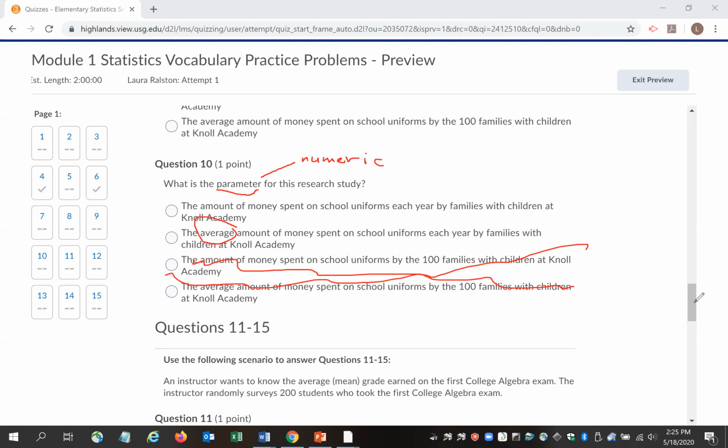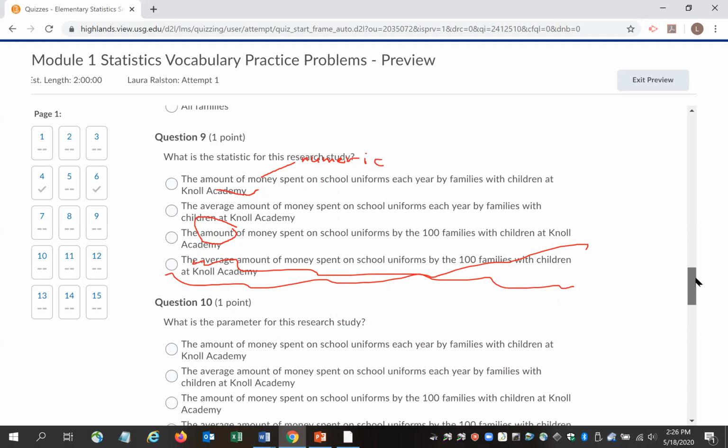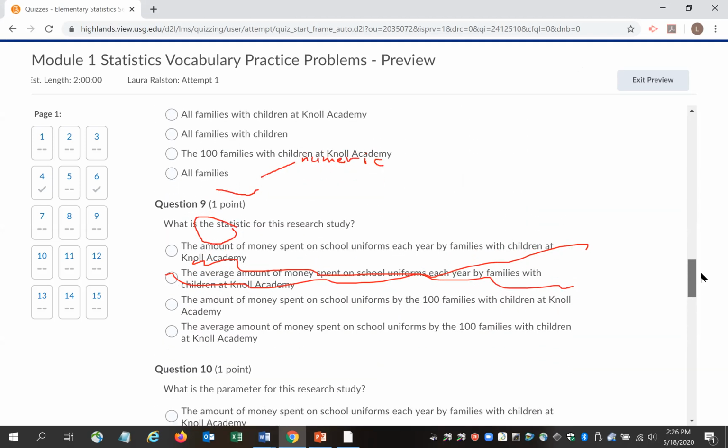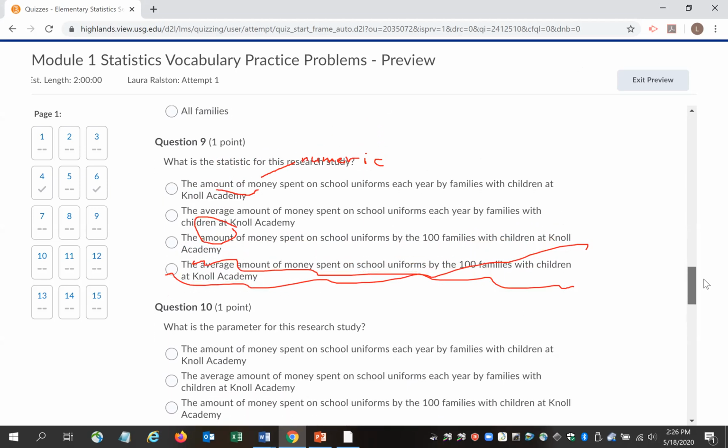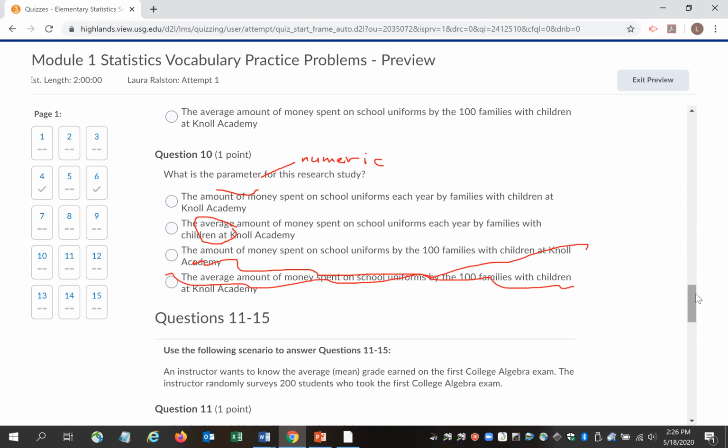We said back up here on the statistic that we were doing that average for the 100 families, because the 100 families was our sample. Circle the lighter part: average amount of money spent on uniforms for all the families. It doesn't use the word all in this description. It's somewhat implied because it says by families, and we don't limit it to the 100.